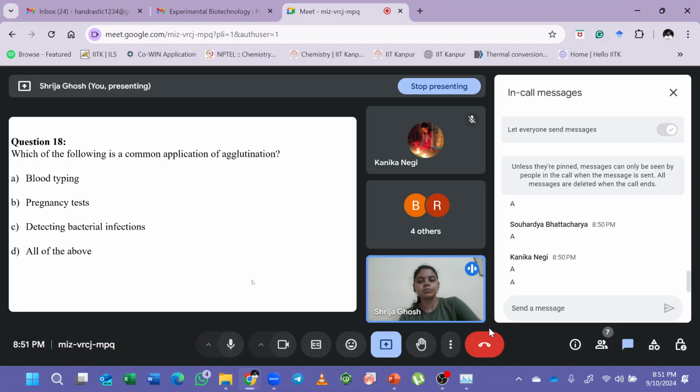So I have discussed agglutination, if you remember, both direct and indirect. In this question I am asking about both direct and indirect. What is the common application of agglutination in general? Do not answer specifically for direct or indirect. In general, agglutination can be used for which of the following things? Blood typing, pregnancy tests, detecting bacterial infection, and all of the above.